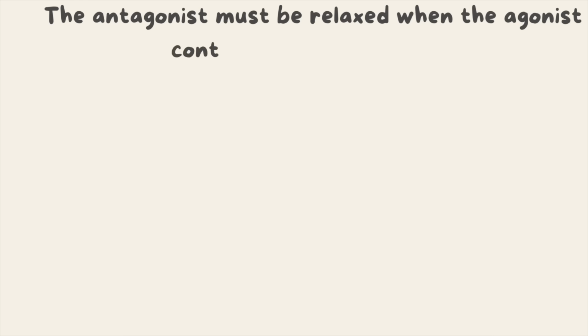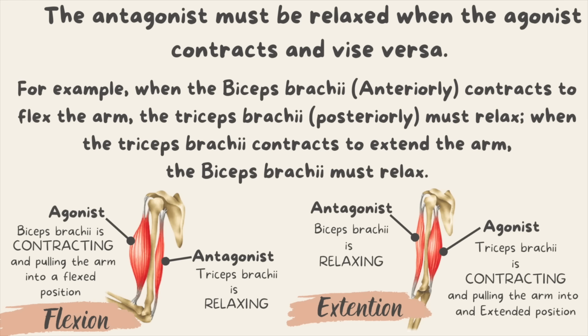The antagonist must be relaxed when the agonist contracts and vice versa. For example, when the biceps brachii contracts to flex the forearm, the triceps brachii must relax. And vice versa, when the triceps brachii contracts, the biceps brachii must relax.